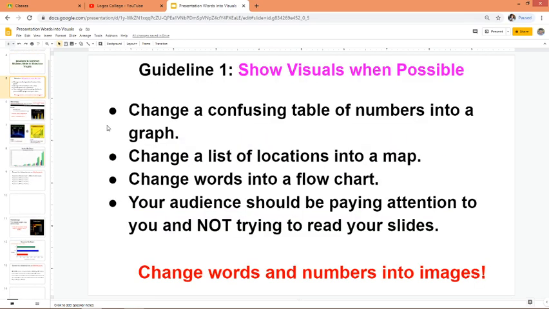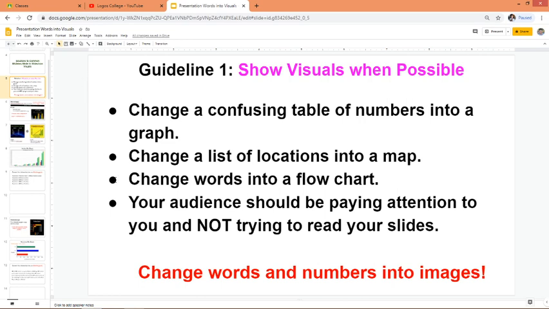So let's go to the first guideline of visuals. There are going to be two guidelines. The first one is you want to show visuals when possible. If you have a chance, I would show a visual. Some of the things you need to keep in mind: change a confusing table of numbers into a graph. Change a list of locations into a map. This is very useful when you want to show locations of, say, restaurants. If there are many restaurants in one city, a map is best instead of a list.